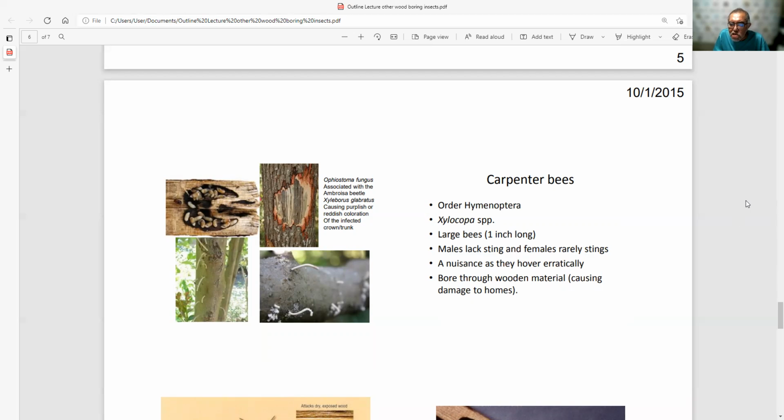Okay, the next one is the carpenter bees. Order Hymenoptera. The species is Xylocopa. We're going to see some specimens in the lab.